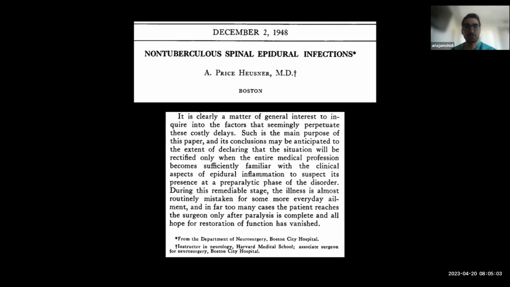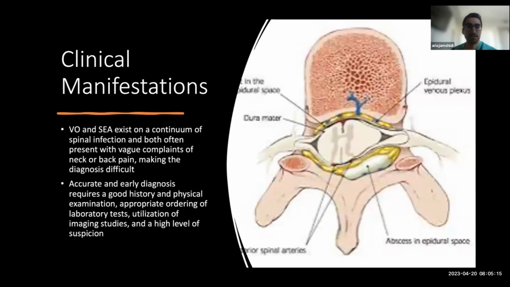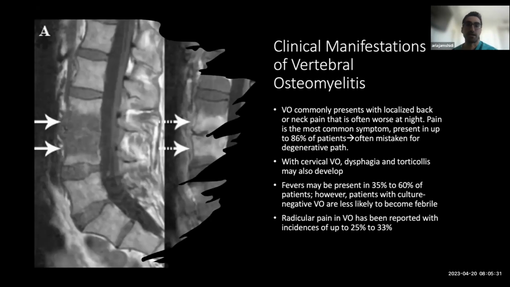And I'm going to get into a little bit why that's happened and stress the kind of neurological findings we should look at to try to avoid this, to hopefully instruct our internal medicine colleagues and ER colleagues. So in terms of how to achieve an accurate diagnosis, you have to have a good history and physical, appropriate ordering of laboratory tests, and, obviously, utilization of the imaging studies that they didn't have back in 1948.